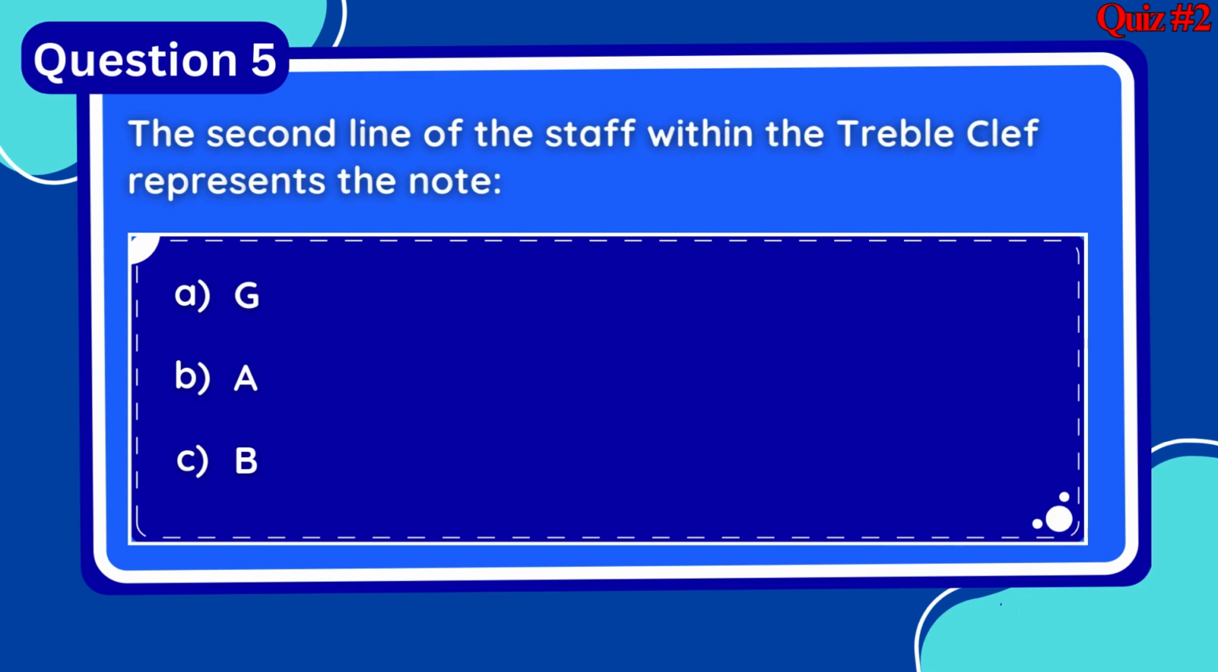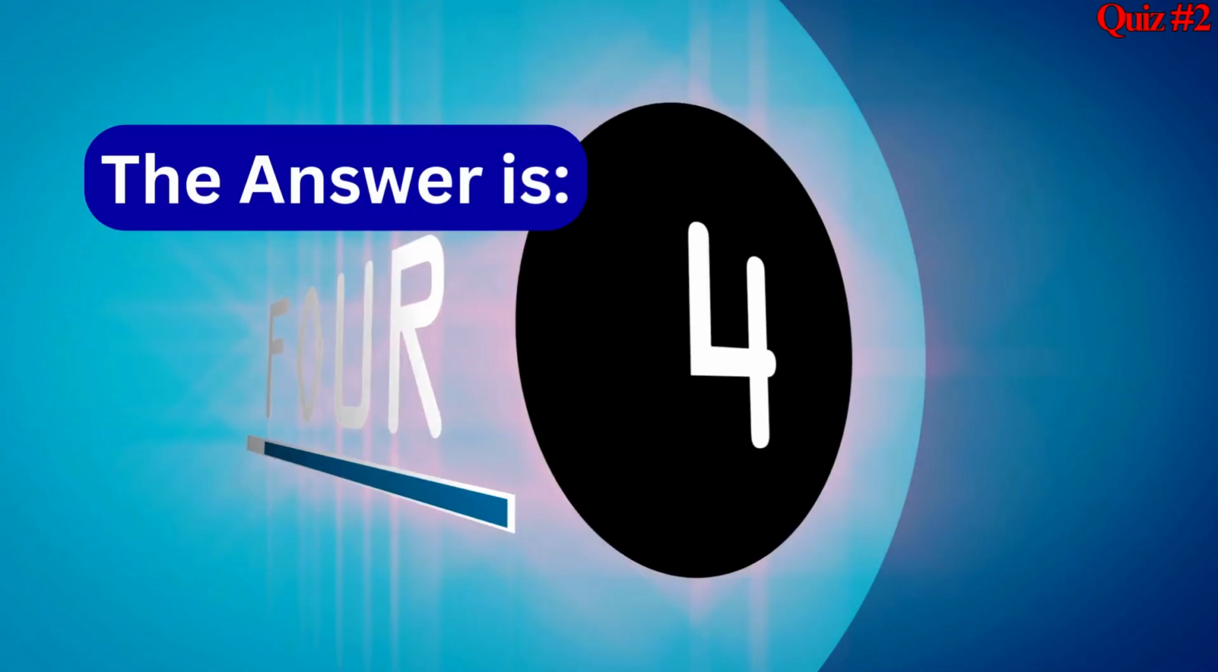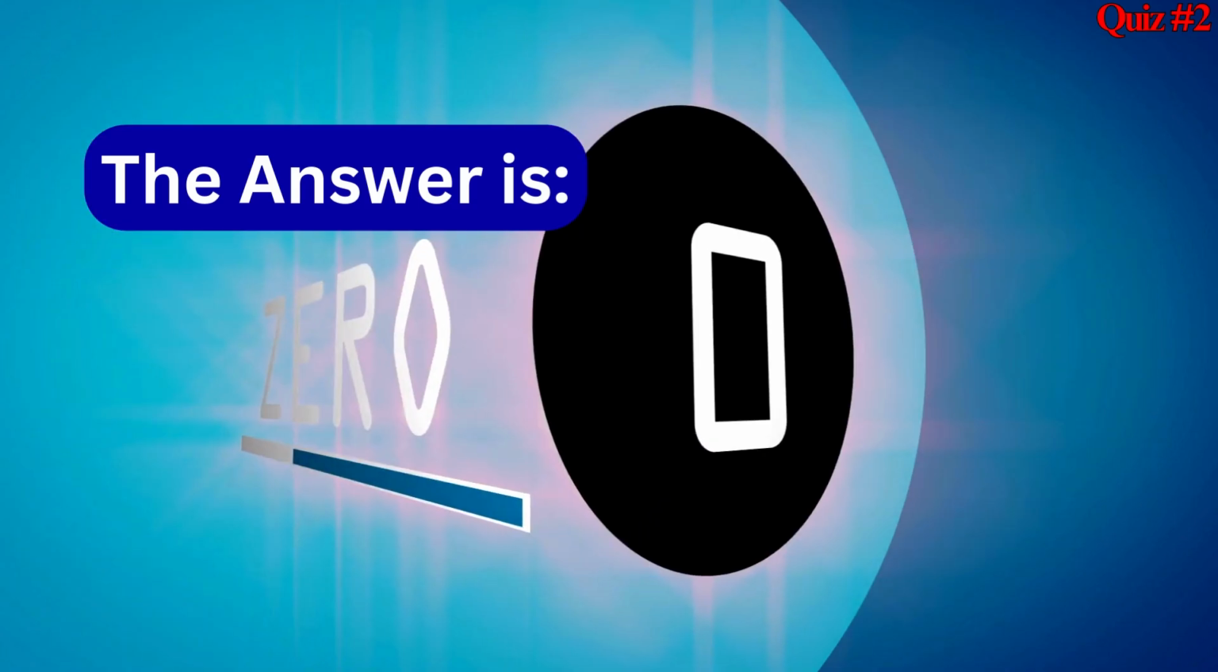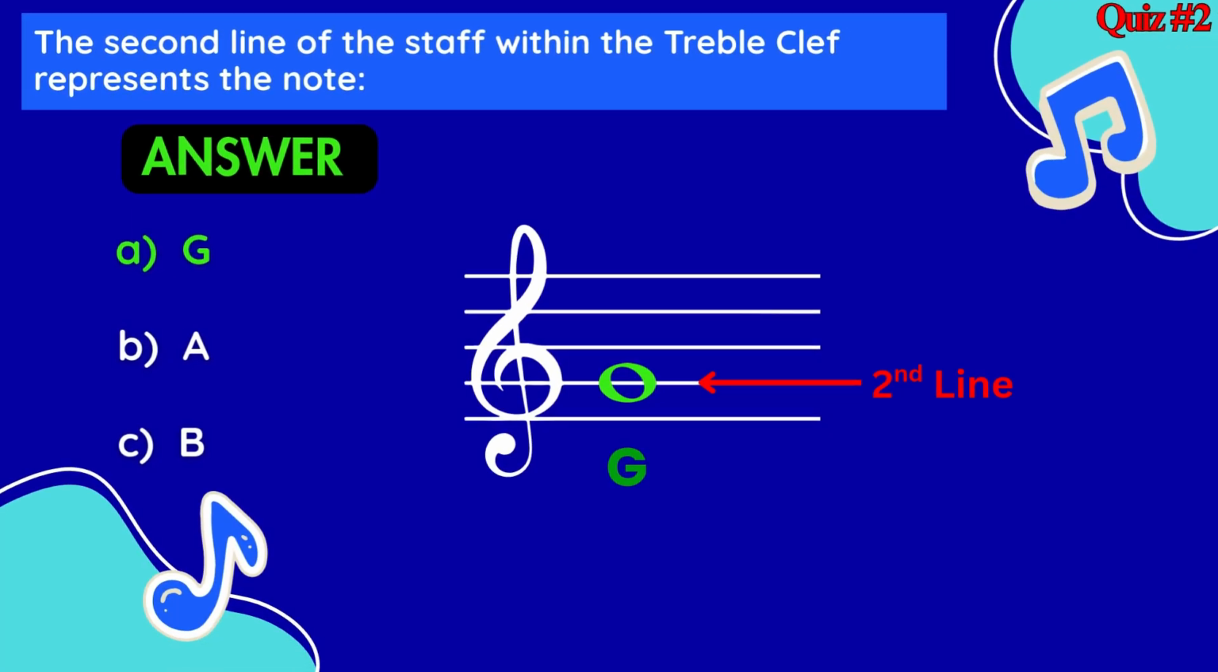Question 5. The second line of the staff within the treble clef represents the note G, A, or B. And the answer is number A, G.